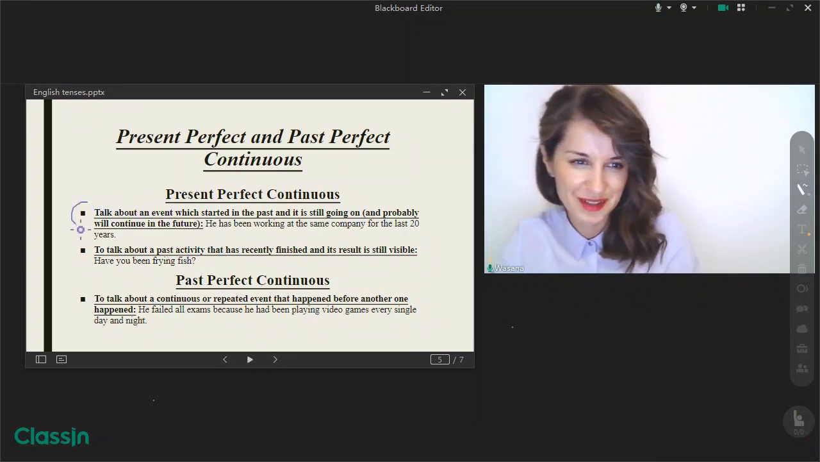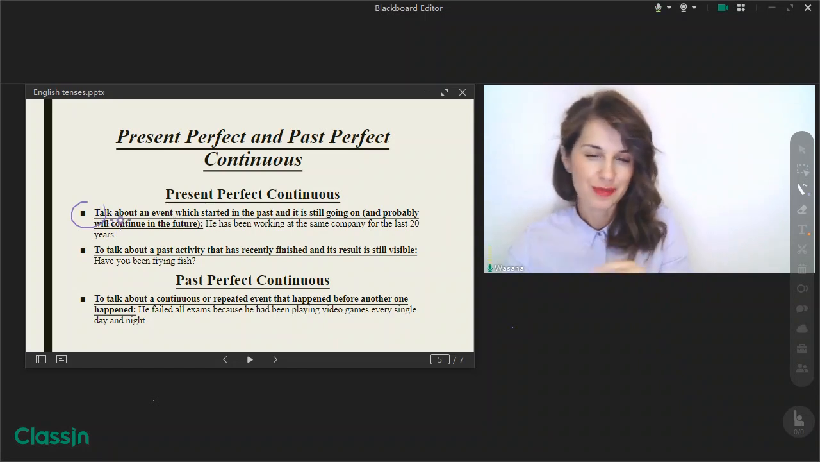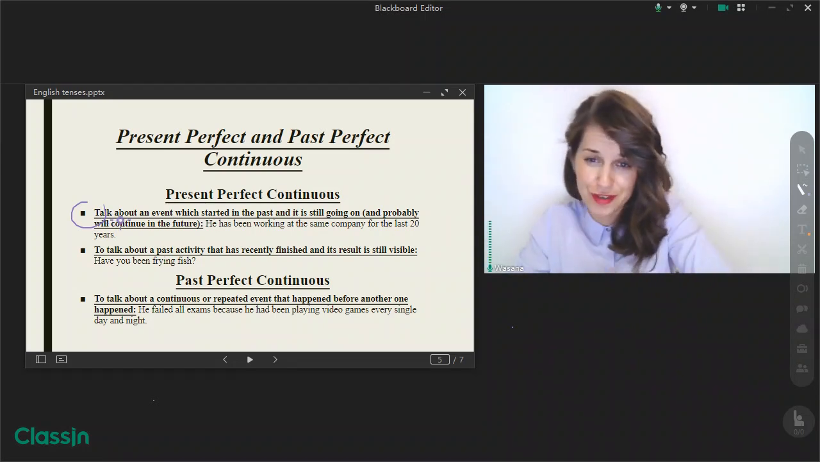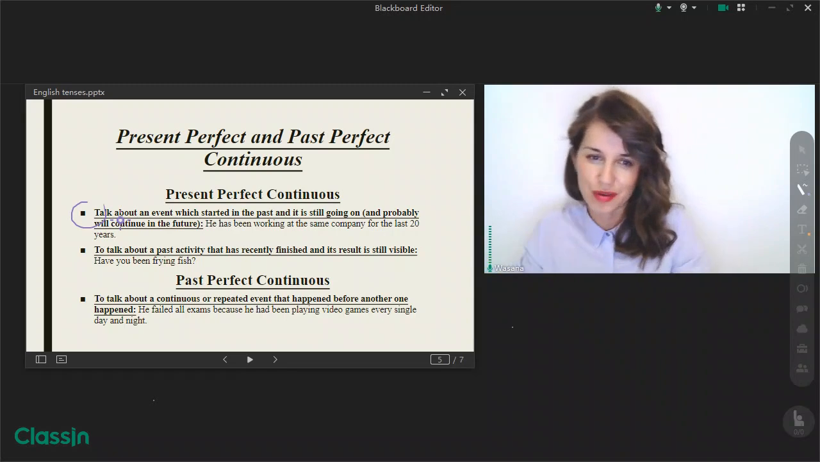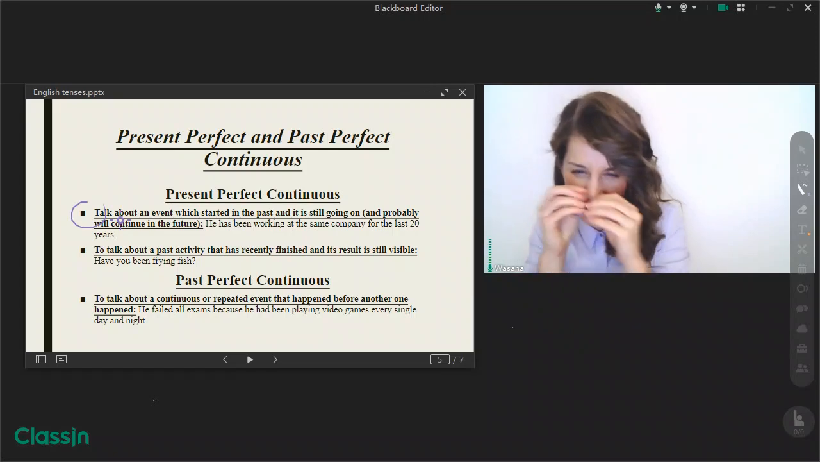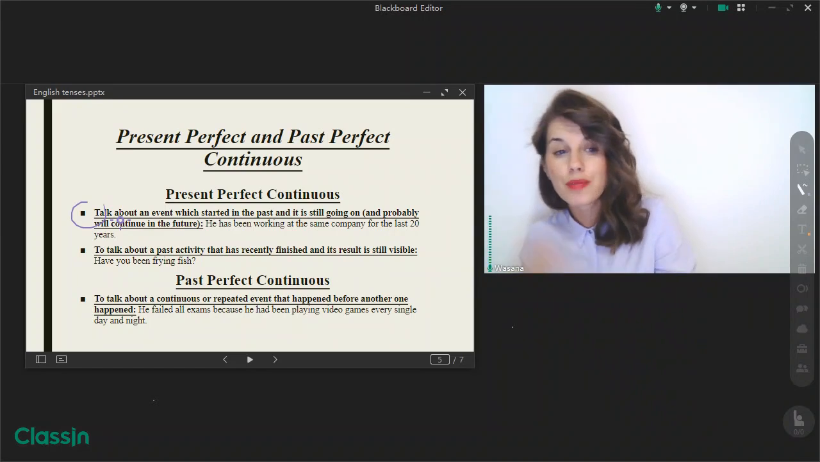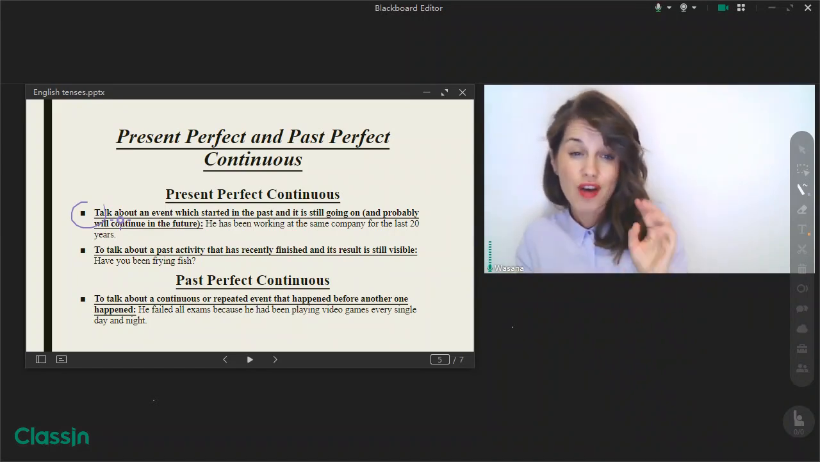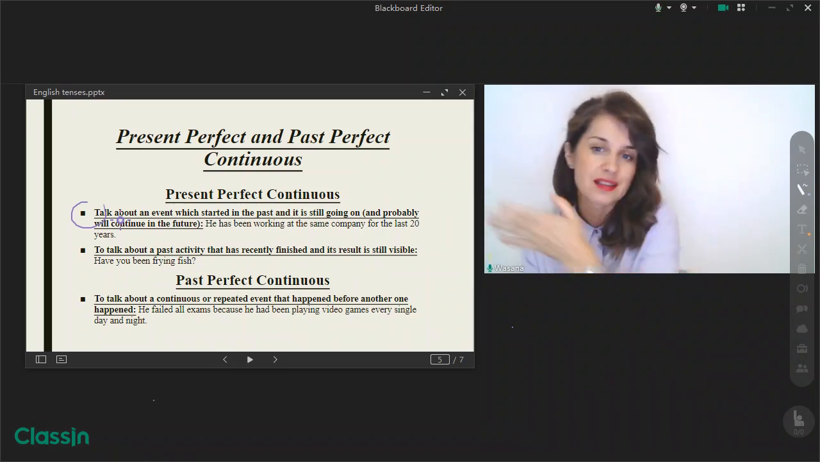Present perfect continuous we use to talk about an event which started in the past and is still going on, and probably will continue in the future. He has been working at the same company for the last 20 years. So you will say now, dear teacher, for God's sake, what's the difference between present perfect continuous and present perfect? So I was told at the university that actually it's a very subtle difference. Present perfect continuous we use when we want to say that something will probably continue in the future. So this person will probably continue working for the same company for the next 5-10 years.